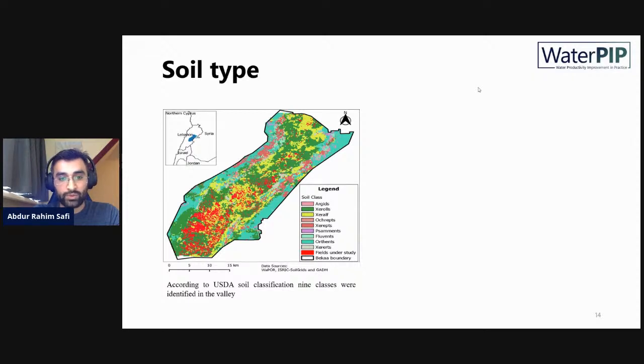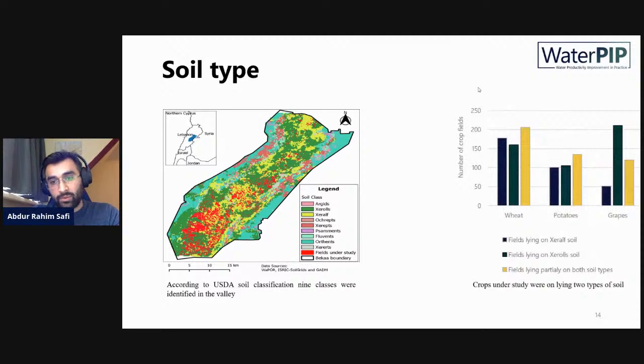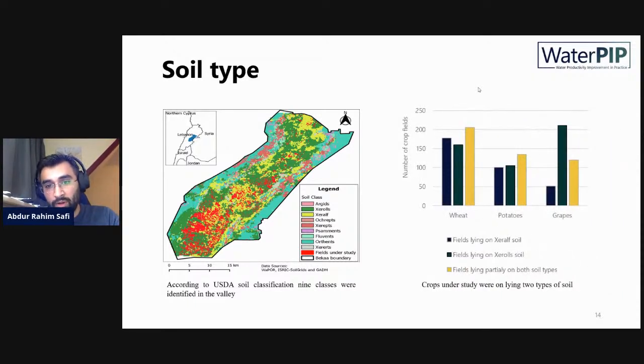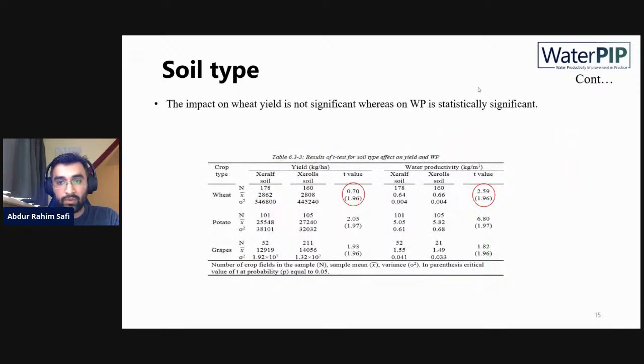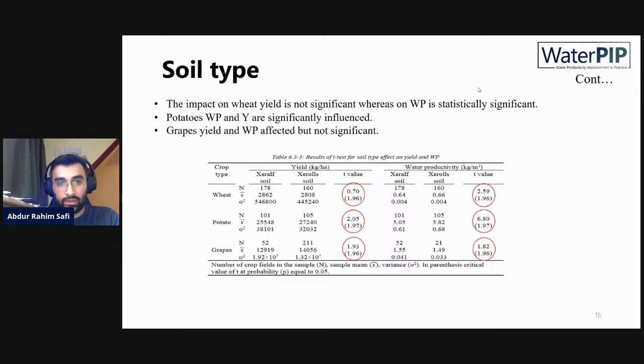USDA soil classification data from SoilGrids was used in this indicator, and most of the crops were lying on two kinds of soil. The results are that wheat water productivity is significantly affected, but yield is not. Potato yield and water productivity are both significantly influenced, and grape is affected, but not to a significant level.